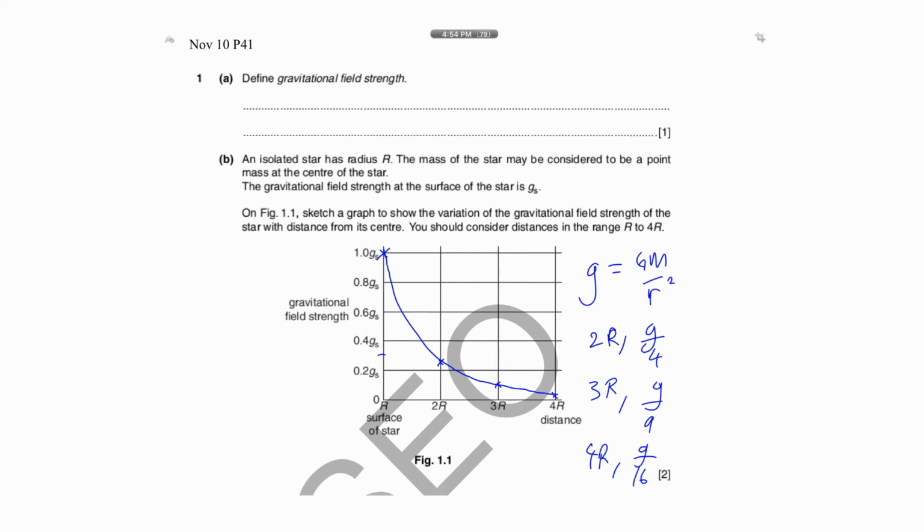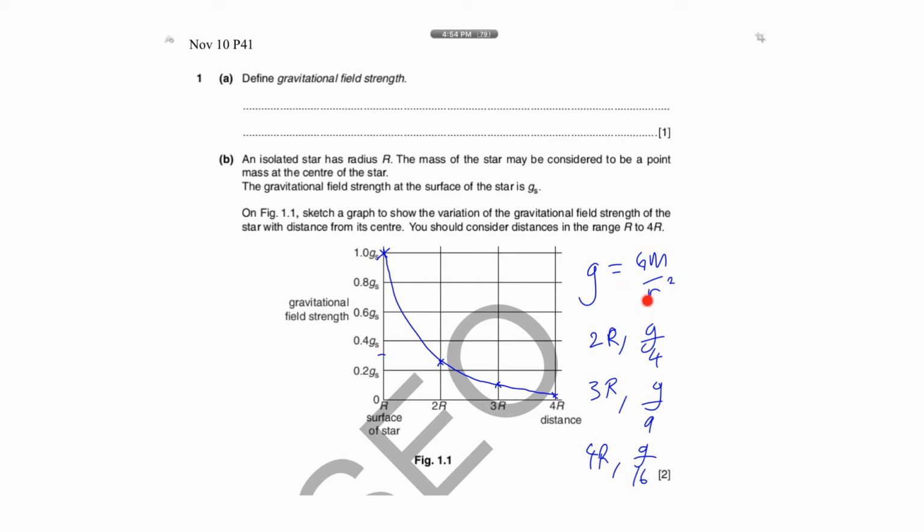Anyway, when you use GM over R squared, the good news is G and big M are constants. So therefore your G is just inversely proportional to your R squared. Do you understand? So how do we solve this? Very simple. When you double the R, when you substitute 2R inside here and you square it, isn't it 1 over 4? You mean your G is 1 over 4? That's why it's G over 4.